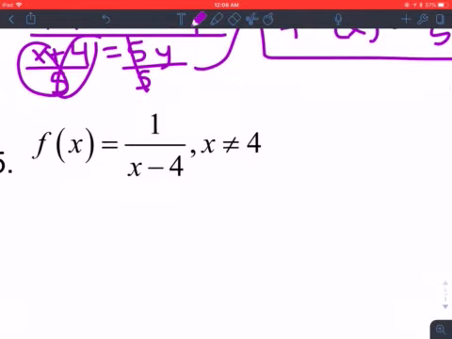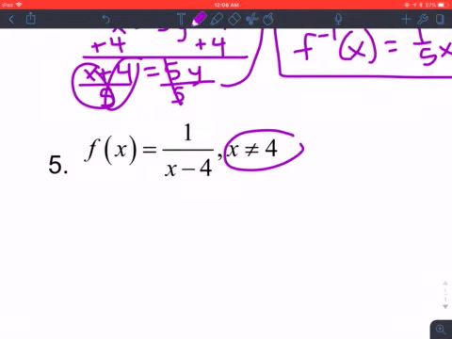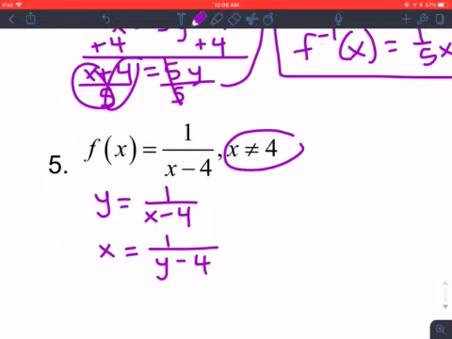Okay, looking at number 5, again we have a domain restriction. We're going to first rewrite this as a y, then switch your x and y, because with an inverse, you're always going to switch x and y, and then we're going to solve for y.